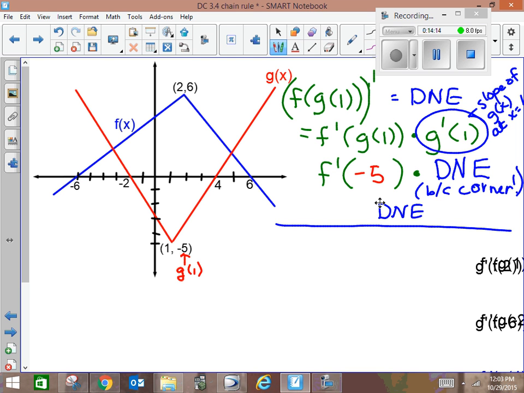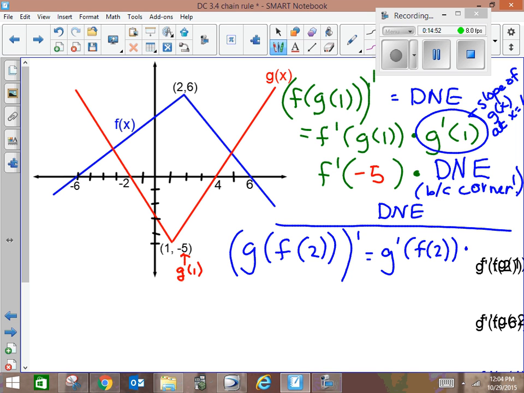So how about the g of the f of, let's go for 2. And again, it's kind of like the same thing. It is going to be the same thing, Molly. You didn't miss anything. Why is this going to be about the same thing? g prime of f of 2 times, what's the rest of it?